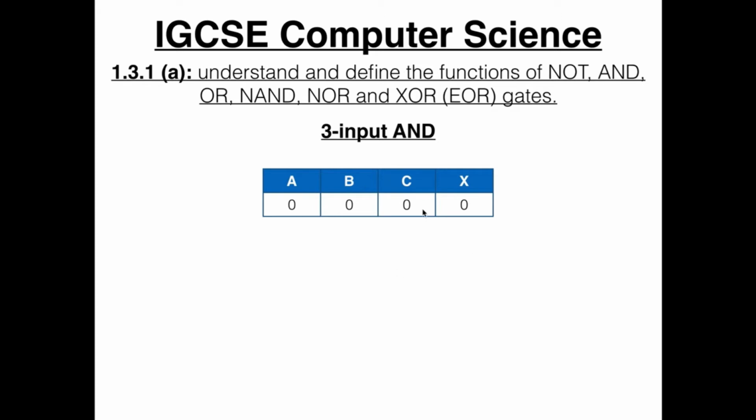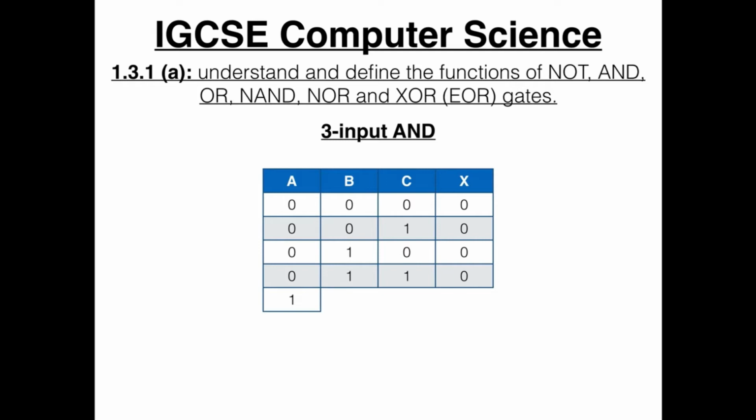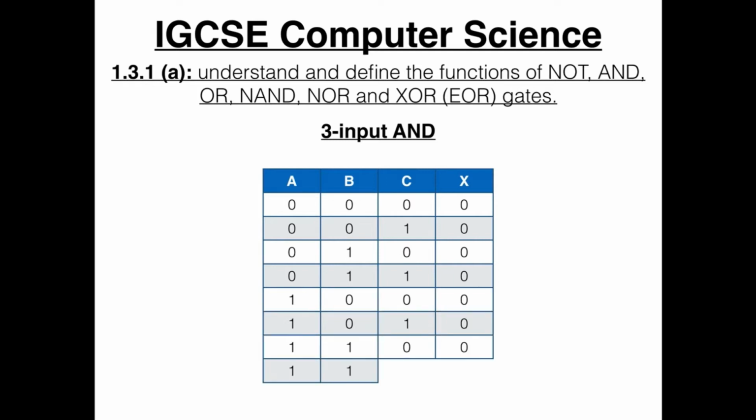Rather, 0 and 0 and 0 would give 0. 0, 0, 1 would give 0, and so on, actually, until we get to this, where it's 1. So you can see that all of these have to be 1 in order for this to be 1, because it's A and B and C.